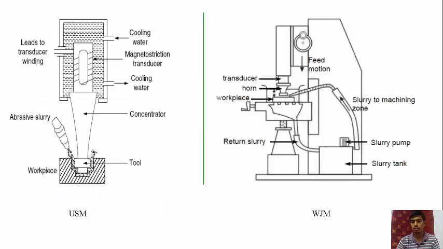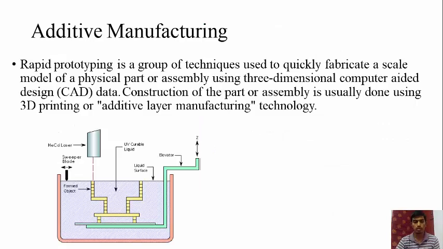So these till here are the basic machining processes which are available. Now let's go to the special process, that's additive manufacturing. Additive manufacturing is also known as rapid prototyping, where it's used to quickly fabricate a scale model of a physical part or assembly using 3D computer aided design. That's CAD.